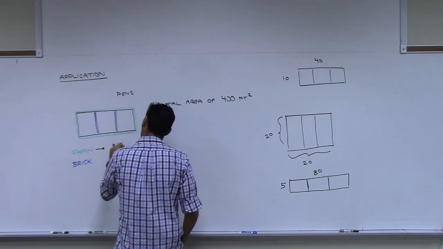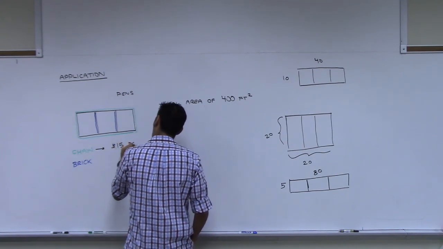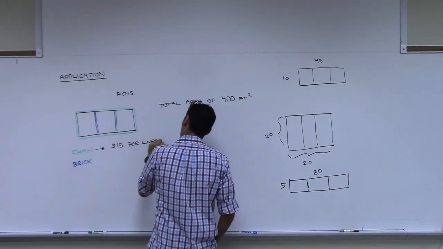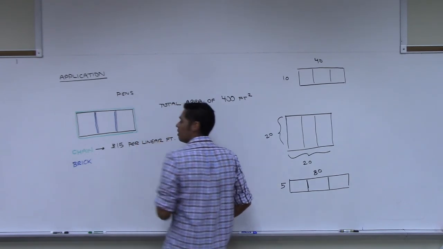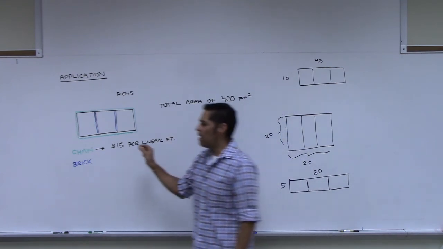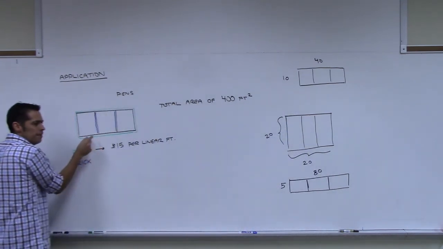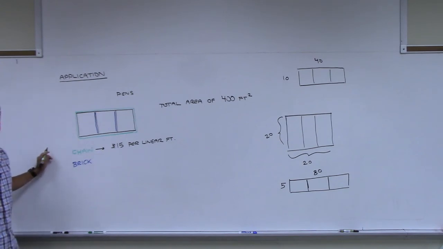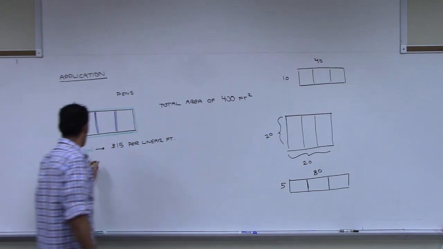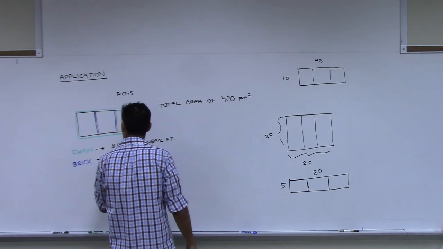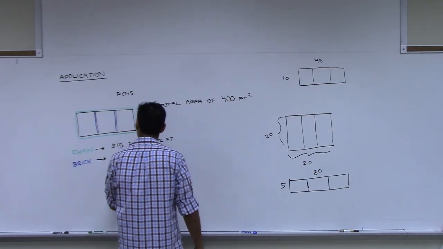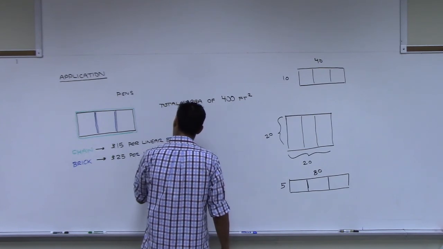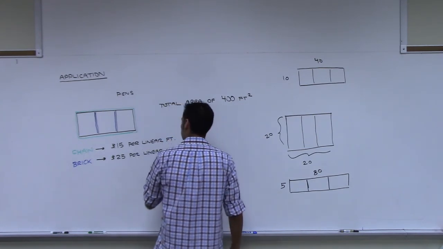$15 per linear foot. All right? So I'm going to pay someone, they're going to come out here, and for every foot of fence that they put in, it's going to cost me $15. All right? And then let's say for the brickwork, it's going to be $25 per linear foot. Y'all still with me?